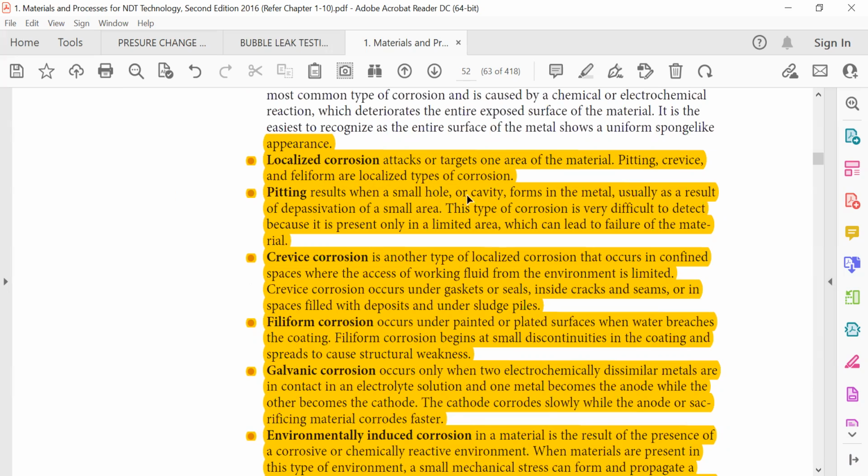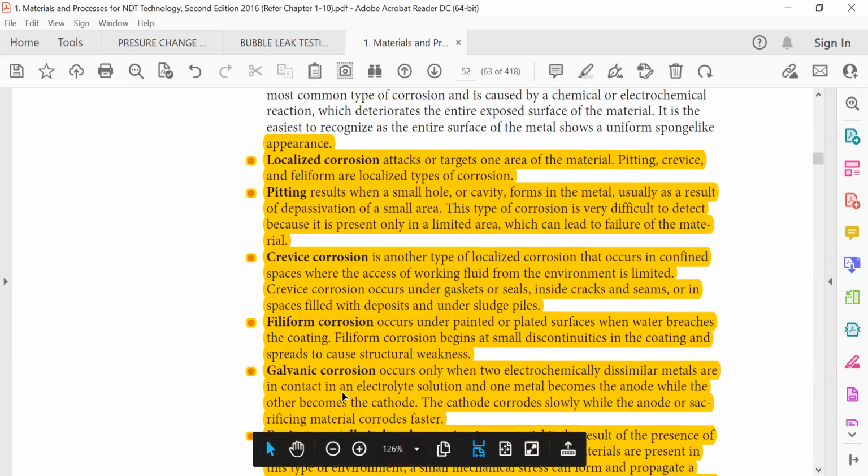Pitting results when a small cavity forms in the metal, usually as a result of depassivation of a small area. Crevice corrosion is another type of localized corrosion that occurs in a confined space where the access of working fluid from the environment is limited. Crevice corrosion occurs under gaskets and seals. Filiform corrosion occurs under painted or plated surfaces when the water breaches the coating. Galvanic corrosion occurs only when two electrochemically dissimilar metals are in contact.